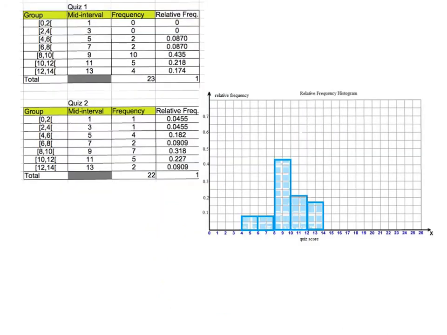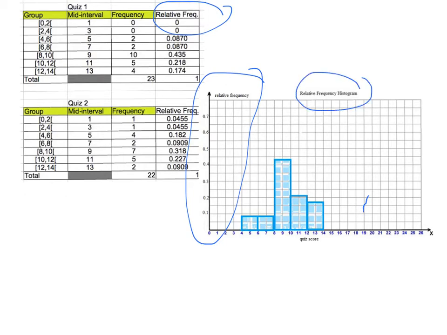In order to really compare these two quizzes together, as before, we need to use the concept of relative frequency. So instead of plotting the frequencies on the vertical axis, if you plot relative frequency, then we have something called the relative frequency histogram. And here is my relative frequency histogram. So here it's about 0.0870, and here is 0.435, 0.218, and 0.174.